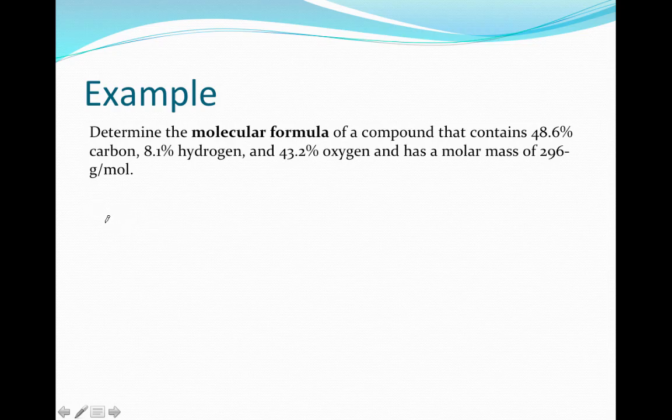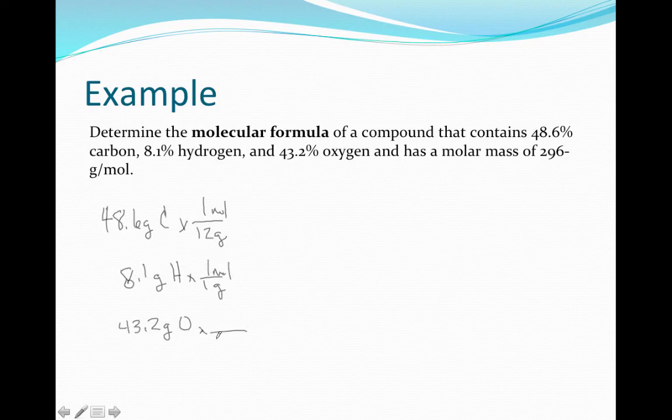Again, let's take our percentages and write them in grams. 48.6 grams of carbon, 8.1 grams of hydrogen, and 43.2 grams of oxygen. Let's divide by the molar mass: 12 grams per mole, 1 gram per mole, and 16 grams per mole. Let's do that math. We get 4.05. I don't know if the 0.5 is necessary, but we'll leave it there.